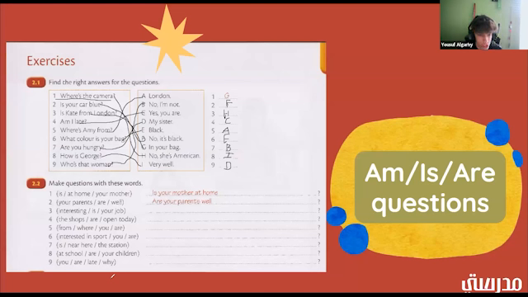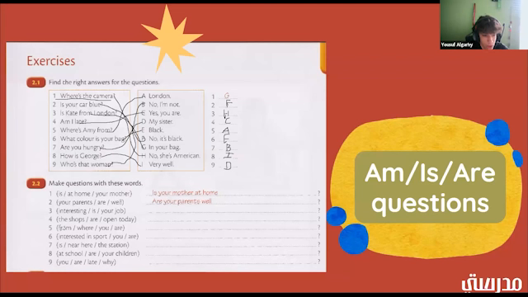Number 3, "interesting is your job." We change that and it would be: Is your job interesting? Good. All right. Number 4, "the shops are open today." What would that one be? That one would be: Are the shops open today?